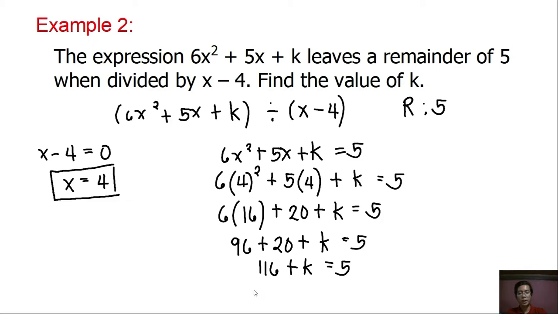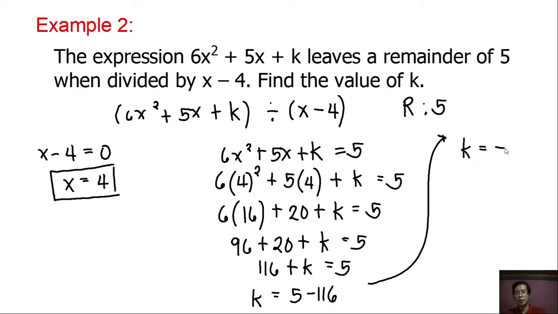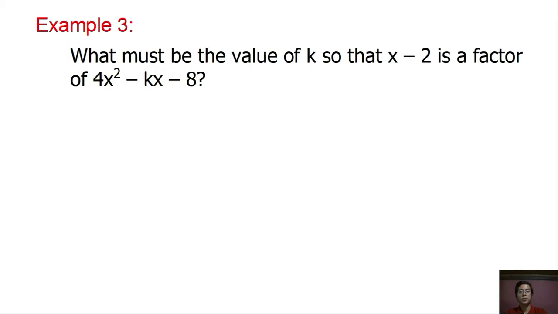So, lipat mo na lang. K equals 5 minus 116. So, K now equals 5 minus 116 is negative 111. So, this is the value of K. Ganun lang po gagawin. Isa-substitute mo lang yung X value dun kay variable X and solve for the value of K. Naintindihan ang example number 2? Let's have example number 3.